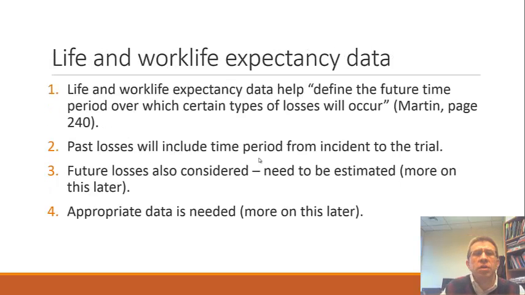So life and work life expectancy data helps define the future time period over which certain types of losses would occur. How long would the person have been expected to be working? How long would you have expected that person to continue working if they weren't injured or killed? Work life expectancy data along with life expectancy data helps you define that.